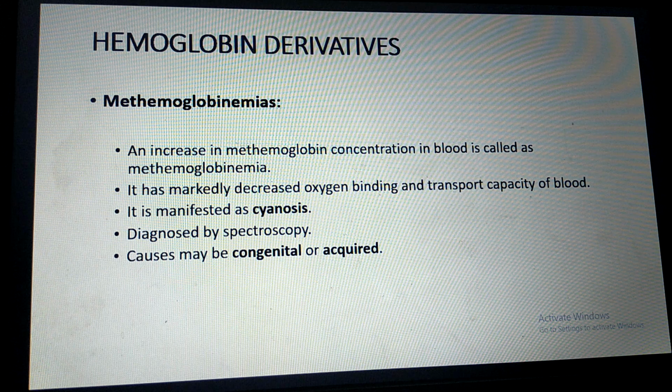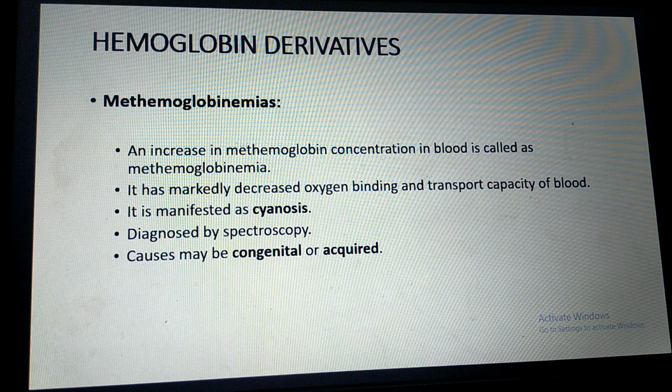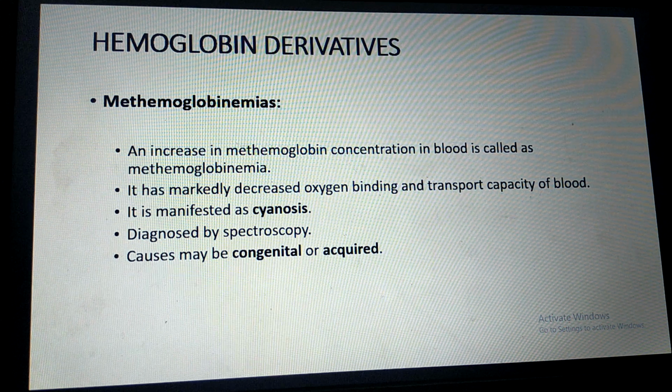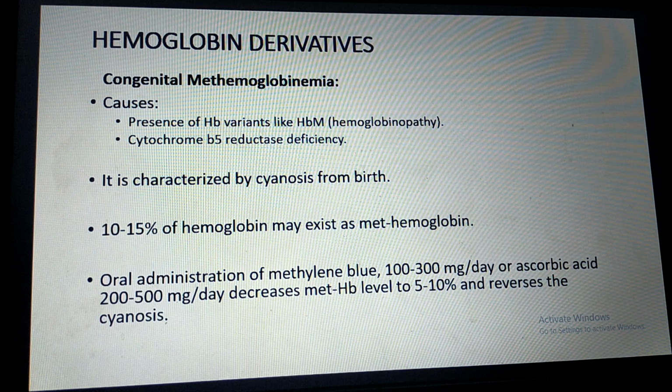Therefore, the patient has cyanosis. Cyanosis means bluish discoloration of skin and mucous membrane. This presence of methemoglobin in the blood is diagnosed again by spectroscopy. The causes of methemoglobinemia are congenital or acquired. These are the congenital causes of methemoglobinemia.